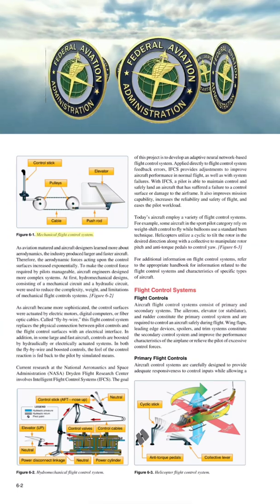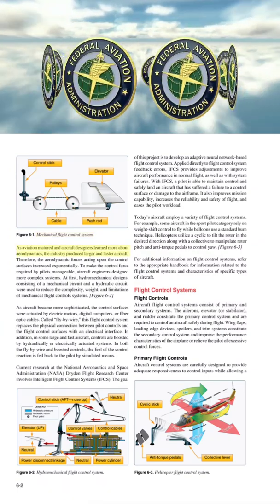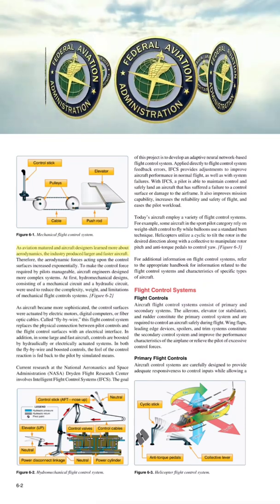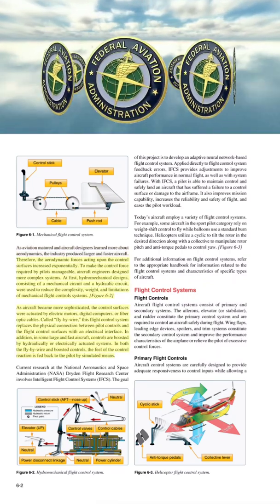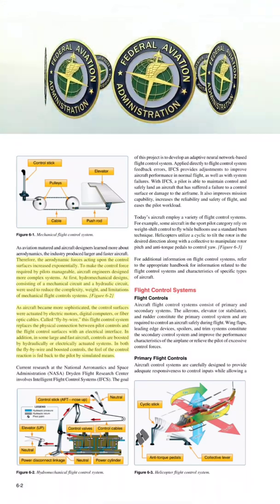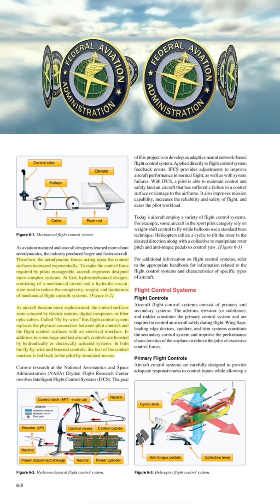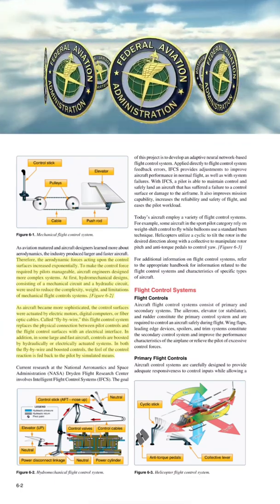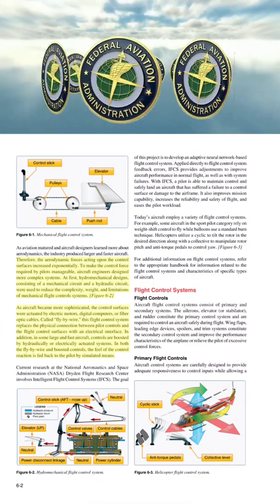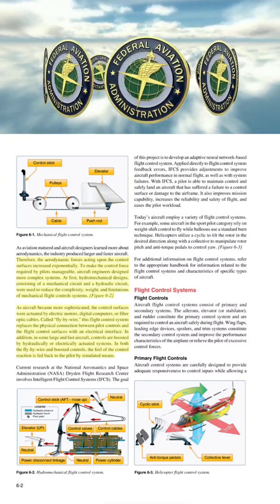As aviation matured and aircraft designers learned more about aerodynamics, the industry produced larger and faster aircraft. Therefore, the aerodynamic forces acting upon the control surfaces increased exponentially. To make the control force required by pilots manageable, aircraft engineers designed more complex systems. At first, hydromechanical designs, consisting of a mechanical circuit and a hydraulic circuit, were used to reduce the complexity, weight, and limitations of mechanical flight control systems.